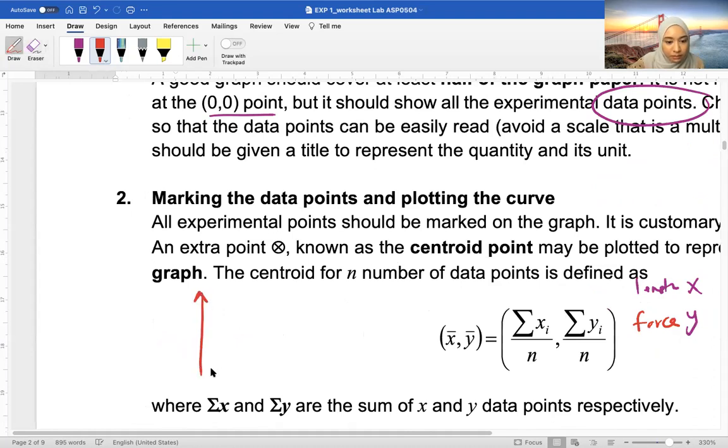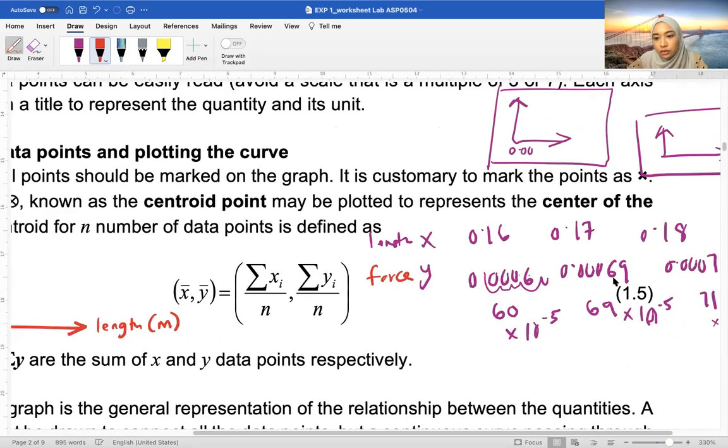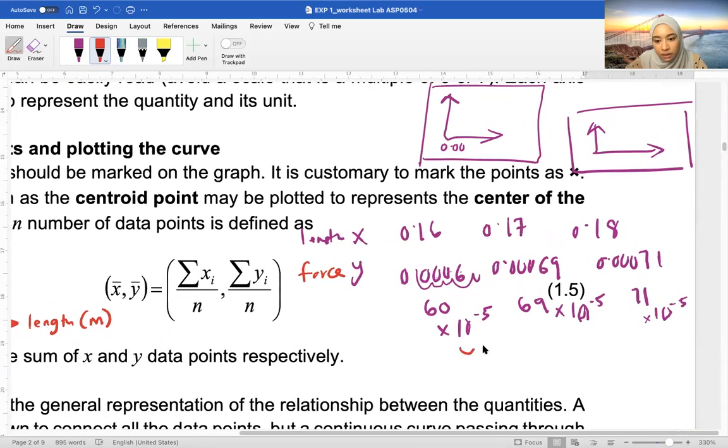Okay, I think we should do it somewhere else because it's getting crowded. So my x is length, and the unit is meter. And then the force is the y, and this is in Newton. And I told you this is hard to read, and I recommend you use scientific notation. So how should you put scientific notation in your graph?